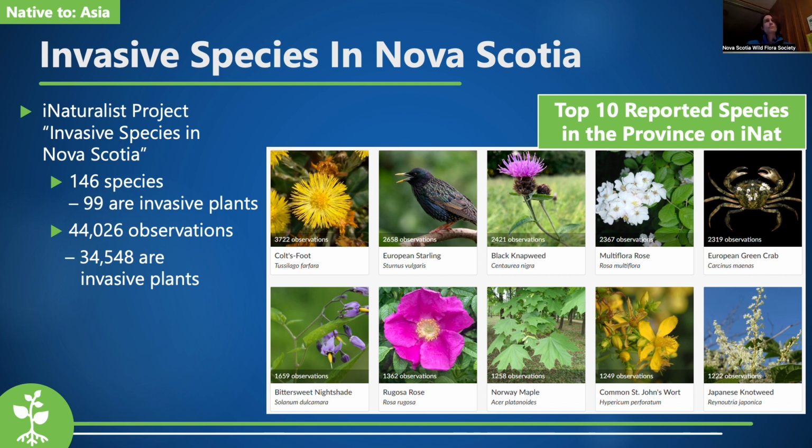That includes all different types of taxa, but talking just about plants, as that is the focus of tonight, 99 of them are invasive plants and almost 34.5 thousand of the observations are invasive plants. And of the top 10 reported ones on this platform, 8 of them are invasive plants. So they are out and about, and they are quite abundant.